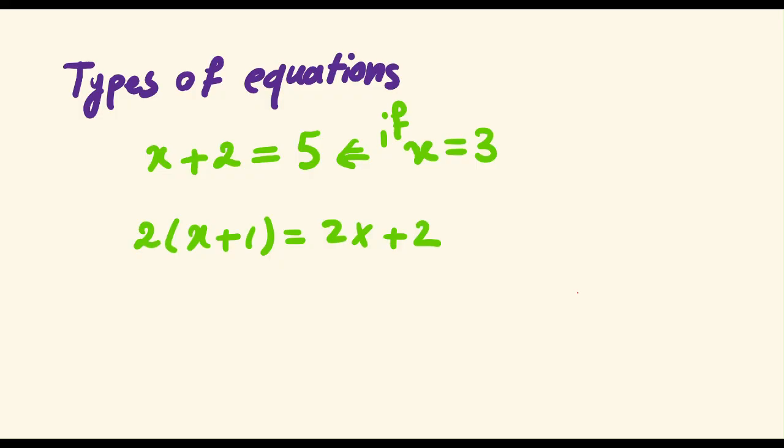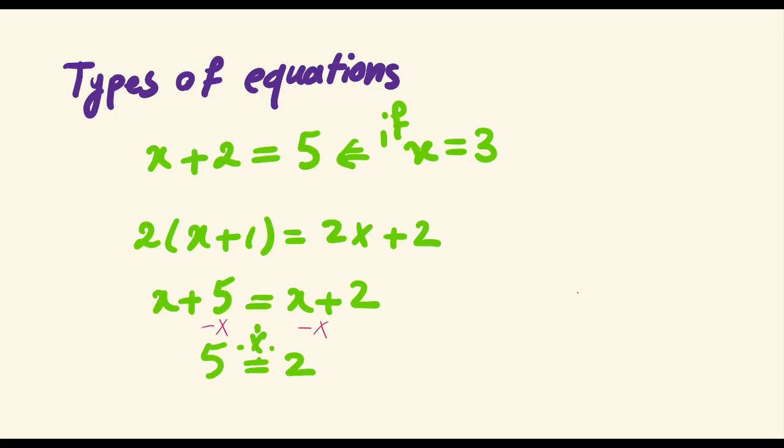Another type is the inconsistent equation. They are never true. For example, if I have x plus 5 equals x plus 2, this is an inconsistent equation, because if you subtract x from both sides to solve the equation, because you want to isolate x, right? Then you have 5 equals 2, and we know that this is not possible at all. So we call it inconsistent because it is impossible.